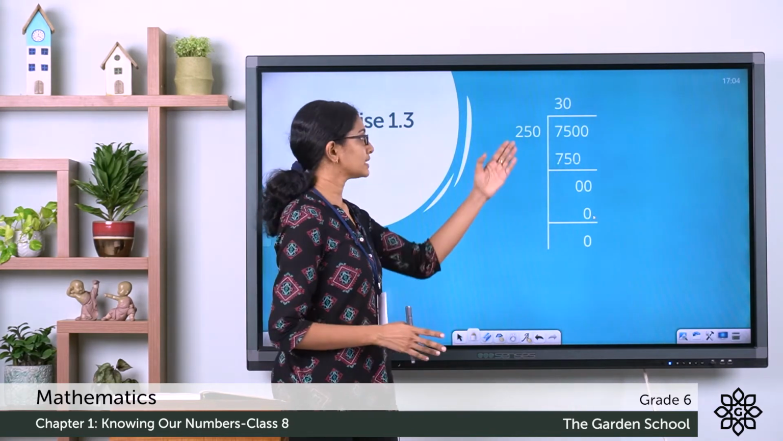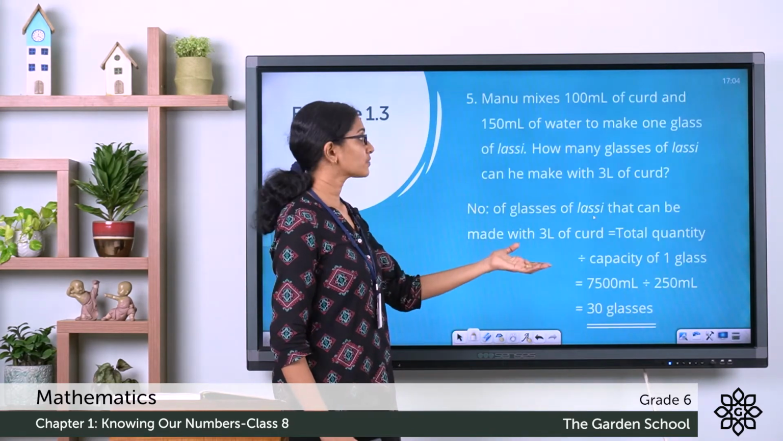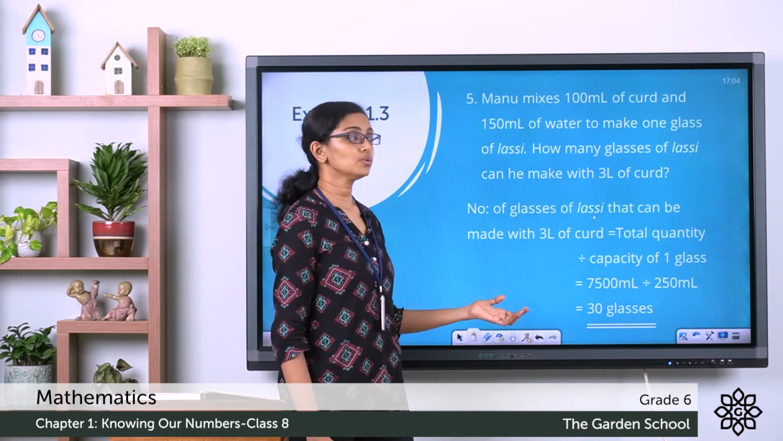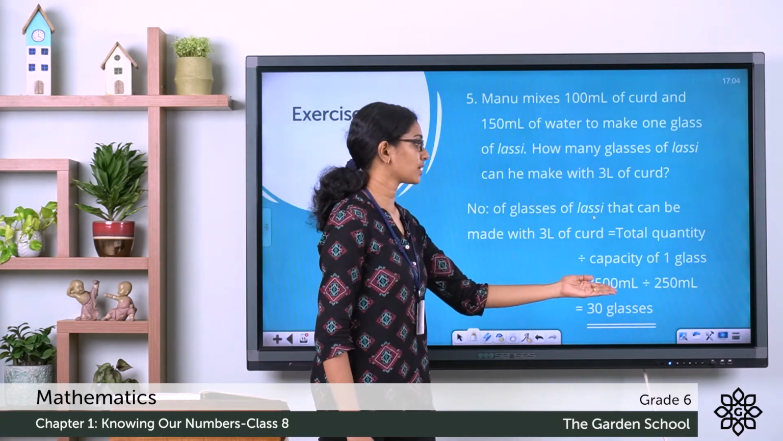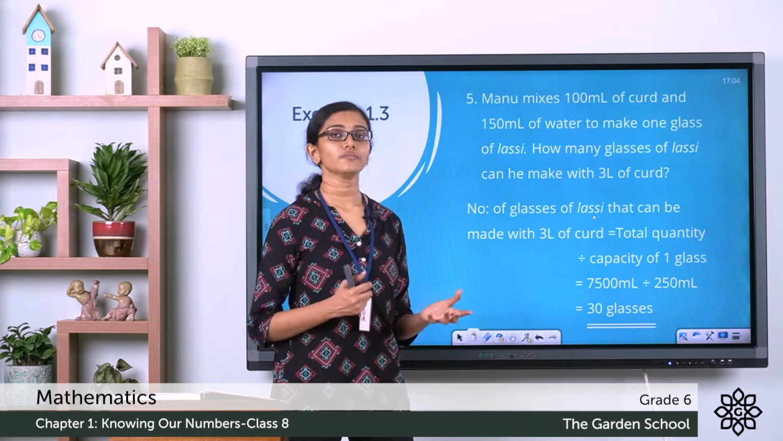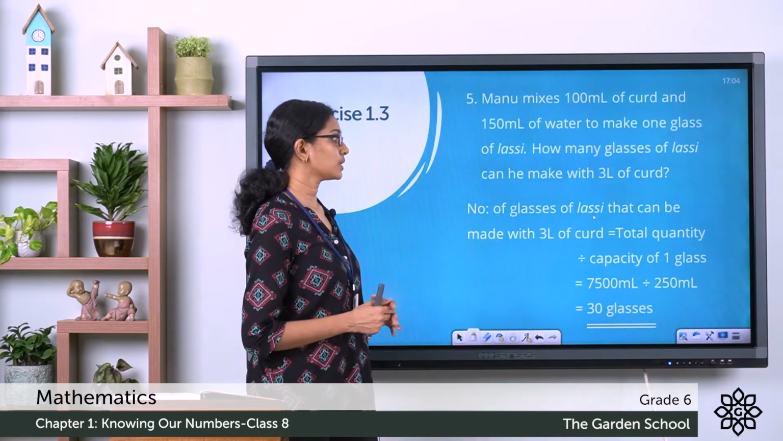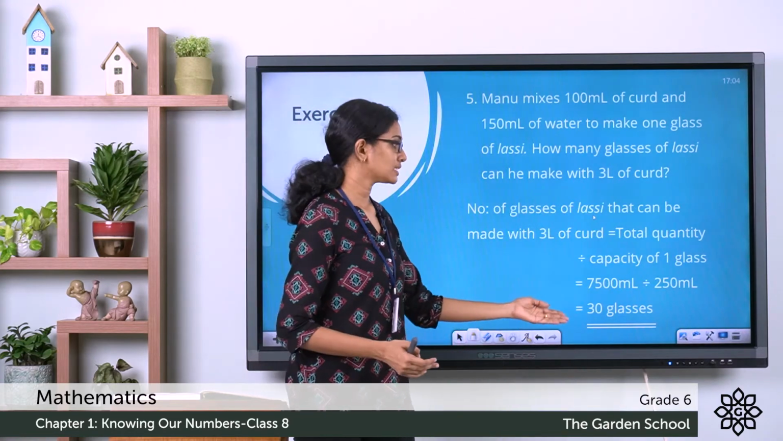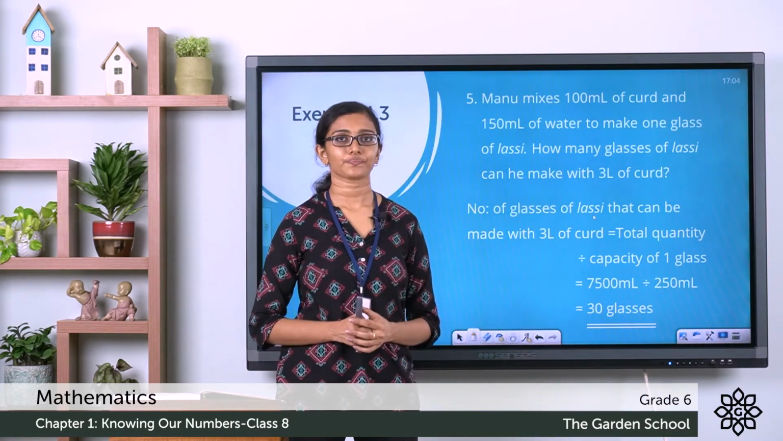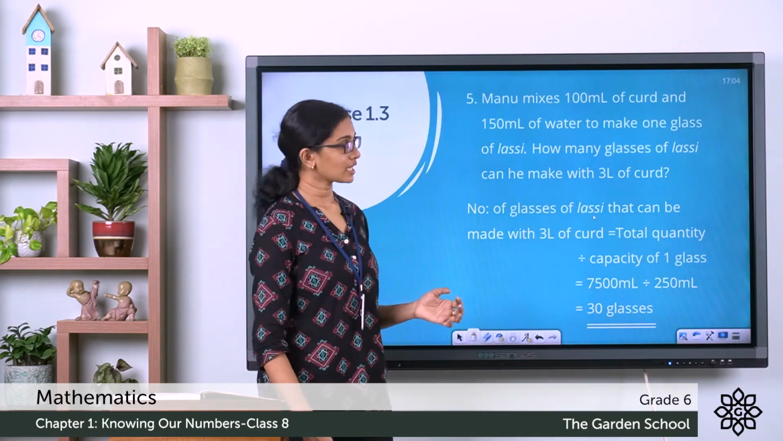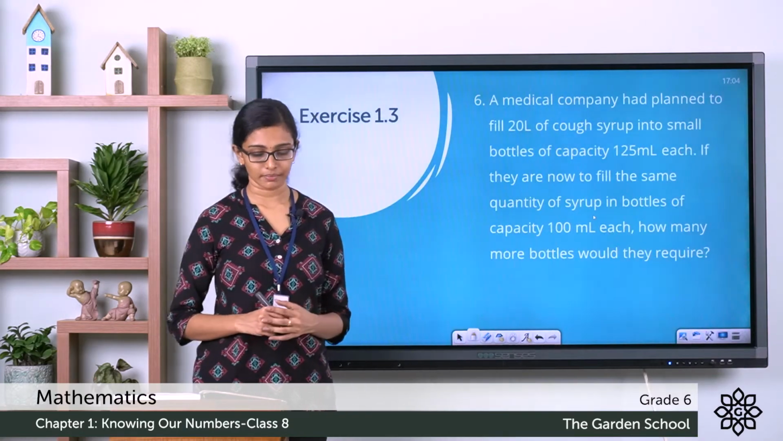So this quotient here, 30, is the number of glasses that he will need to contain this 7500 milliliter of lassi. So, the number of glasses of lassi that can be made with 3 liters of curd is equal to 30 glasses. Hope this is clear to you. Now, let us move on to the next question, question number 6.